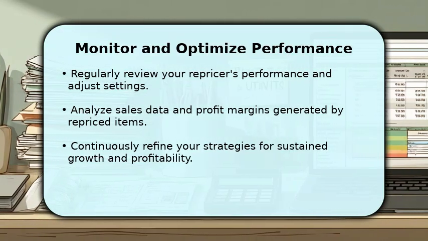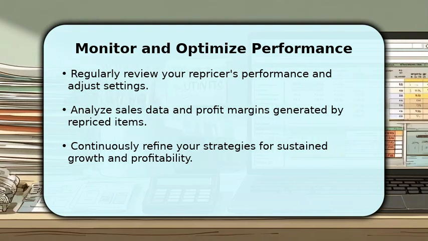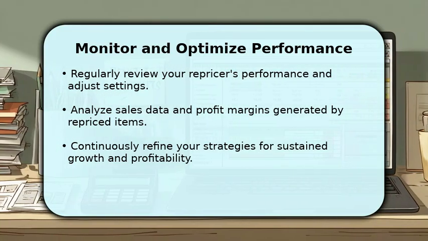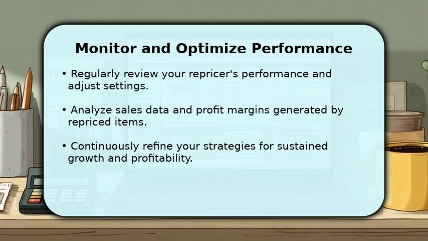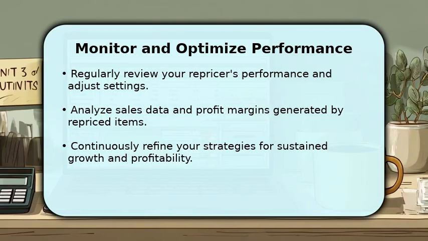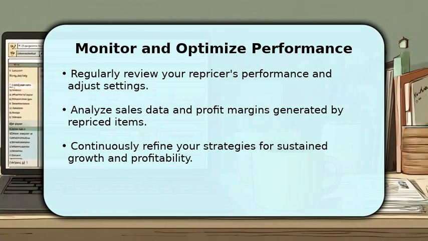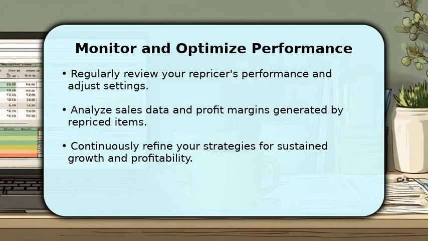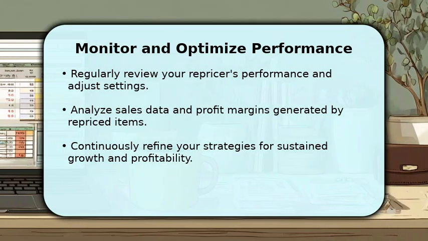Effective repricing isn't a set-it-and-forget-it task. Continuous monitoring is key. Regularly check your repricer's dashboard to see how your strategies are performing against the competition and your sales goals. Pay close attention to items that frequently hit their minimum or maximum prices, as this may indicate a need for rule adjustments. Analyzing the profit margins on repriced sales helps you identify what is working best. Make data-driven refinements to your rules weekly or monthly to ensure optimal results and sustained success.